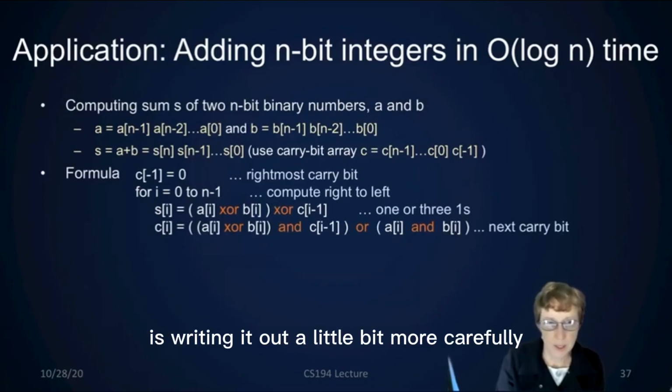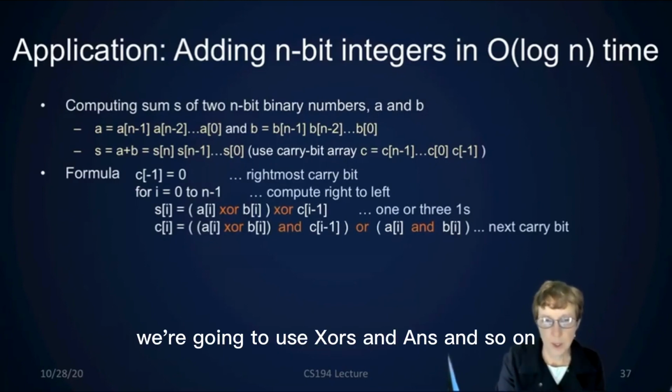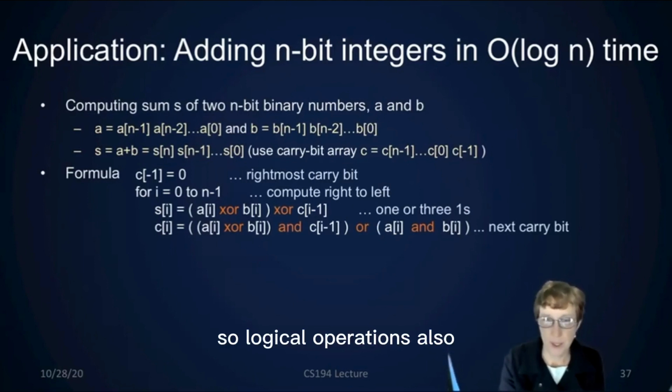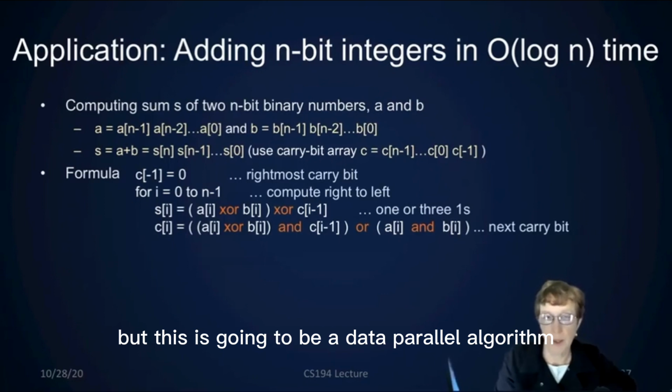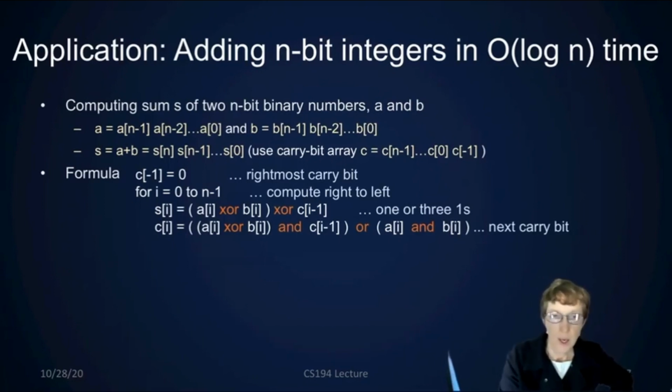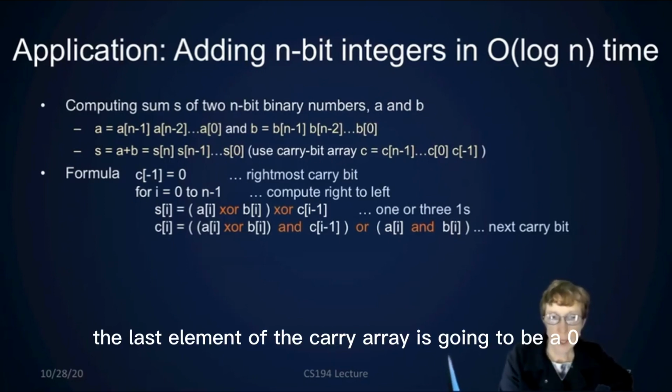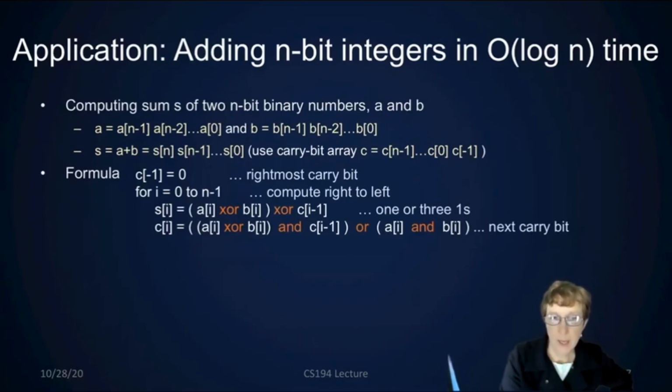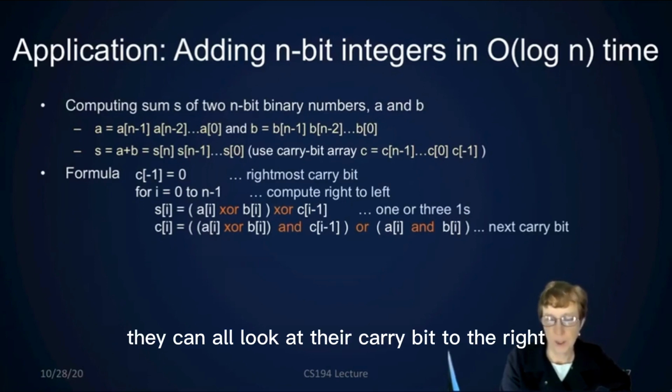But here it is, writing it out a little bit more carefully. So we're going to use XORs and ANDs and so on inside of here. So logical operations also, but this is going to be a data parallel algorithm. The last element of the carry array is going to be a 0, the rightmost carry bit. And we're filling it in like that just so we can make all the other formulas work. They can all look at their carry bit to the right.